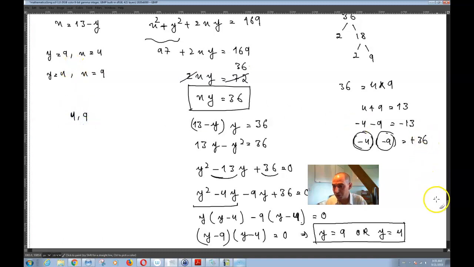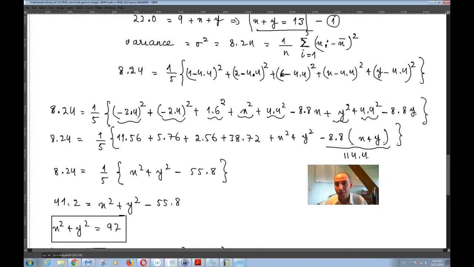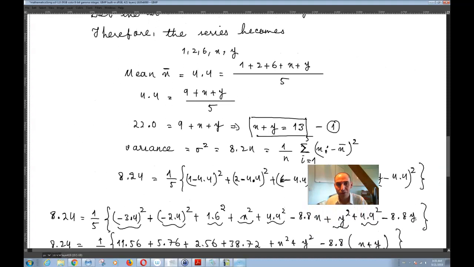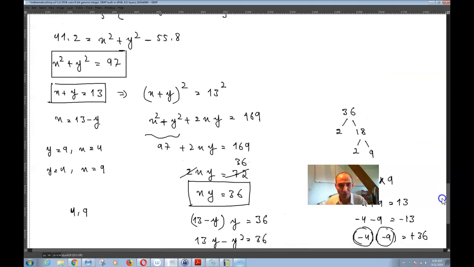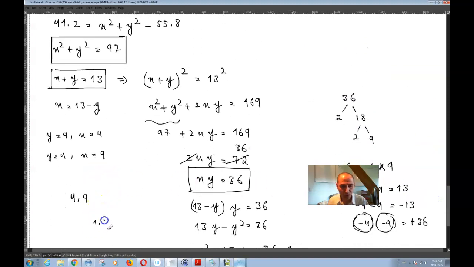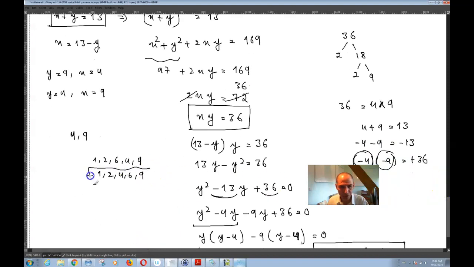That means that you can write your series as 1, 2, 6, 4, and 9, or write it as 1, 2, 4, 6, and 9. So that is basically the observations that you had.